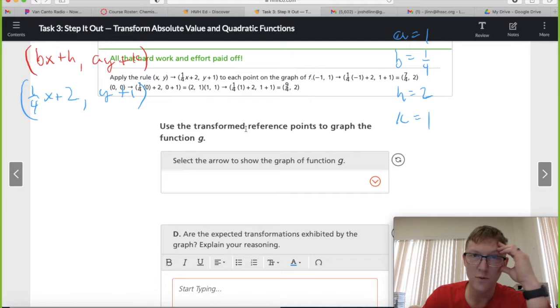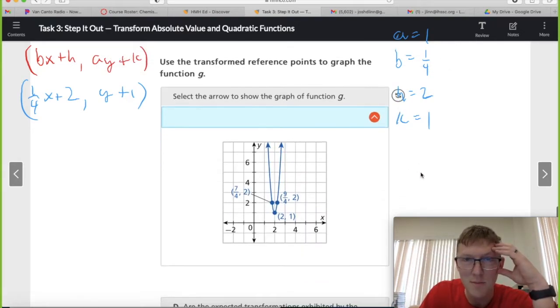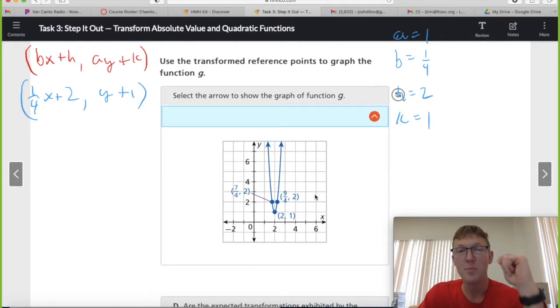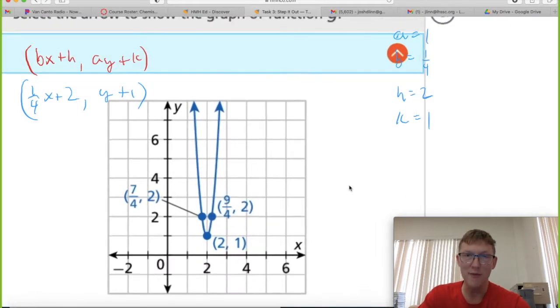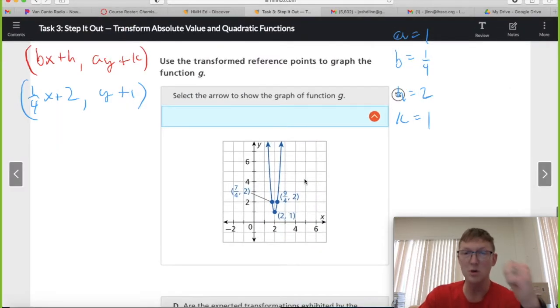And use the transformed reference points to graph the function. Are we ready? I want you to graph it in your mind. Does it look like that? Good job. Notice the way we would graph this is we have 3 points and we know what they correspond to. We have our vertex and these 2 up here. Then you just connect the points and you're good to go. You know it's a parabola, so you know it's going to curve, and you know the vertex, so you should be good to go.